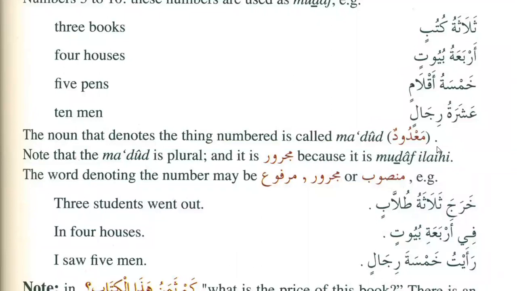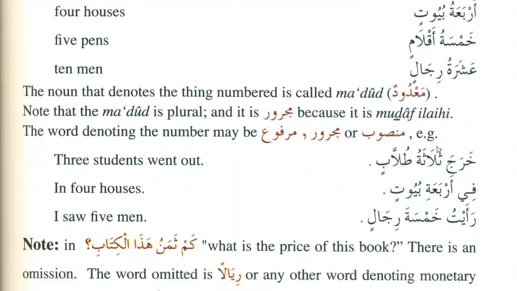Note that the madud is plural and it is majrur because it is mudaf ilay. The number itself may be marfu, majrur, or mansub. Kharaja thalathatu tulabin, three students went out. Fi arba'ati biyutin, in four houses.